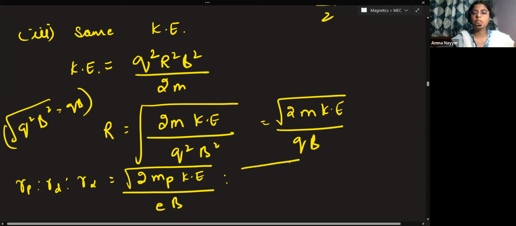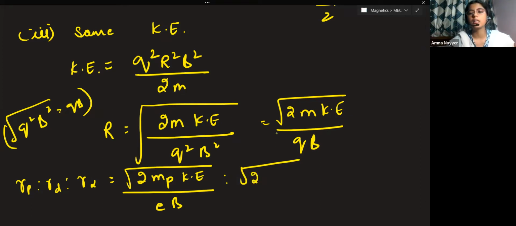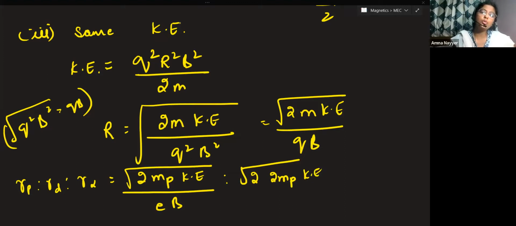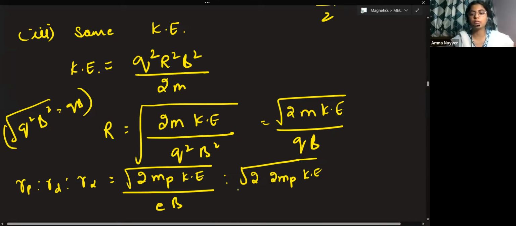See, root will be there. Instead of mass of proton, 2 will be there. Mass of proton, this becomes what? You have the mass of the deuteron. So that is twice the mass of proton. Then the kinetic energy, root 2 into m. Mass of deuteron will be written as 2 mp. Rest of the things are correct. Alright, also, mass of the deuteron will be written as 2 mp divided by ED, correct.